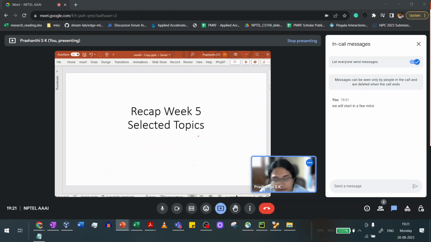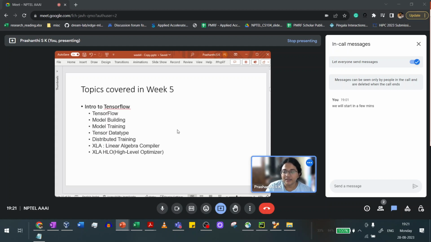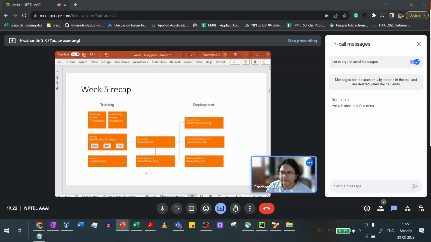Okay, so that was the doubts part of previous sessions. So let's start with this week's recap. This week we broadly looked at an introduction to TensorFlow. We looked at various things like how you build or specify a model in TensorFlow. Then we looked at training a model in TensorFlow. We looked at the tensor data type. We looked at distributed training, and then we looked at some optimization such as the XLA compiler and the high level optimizer of XLA. So let's get started with that.